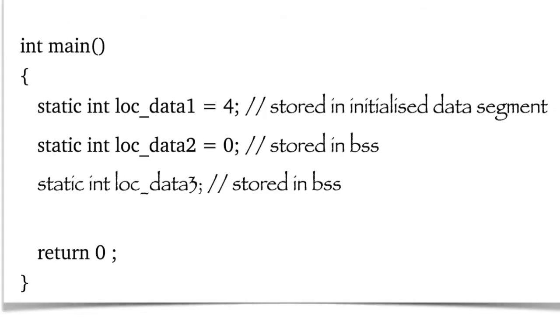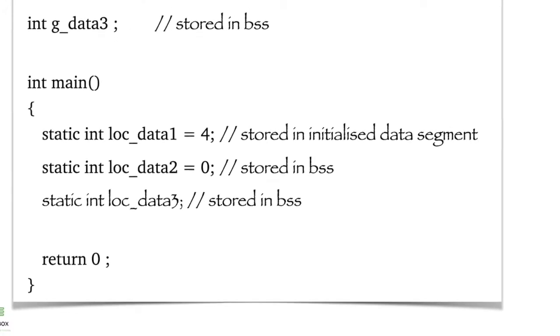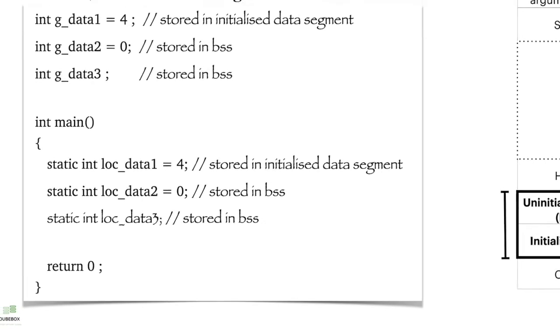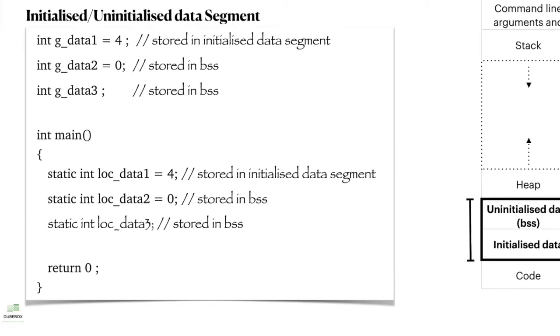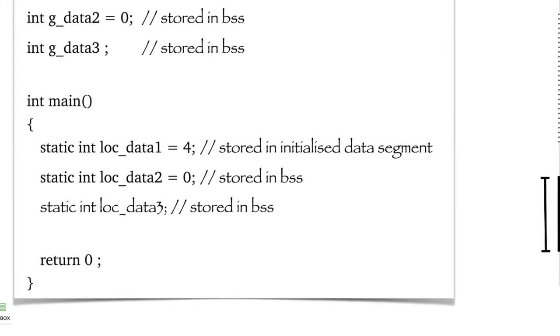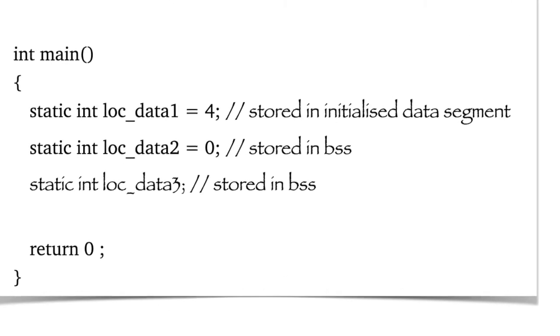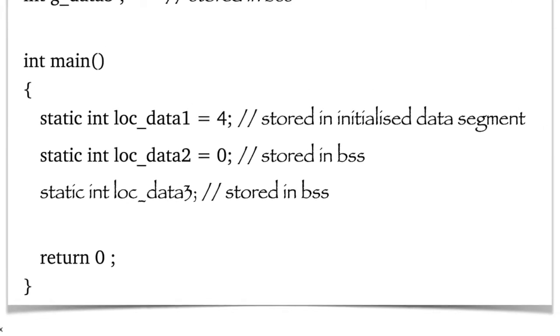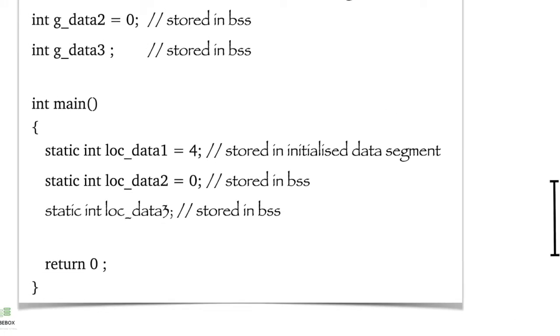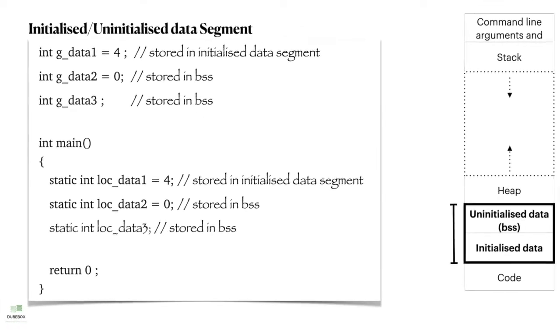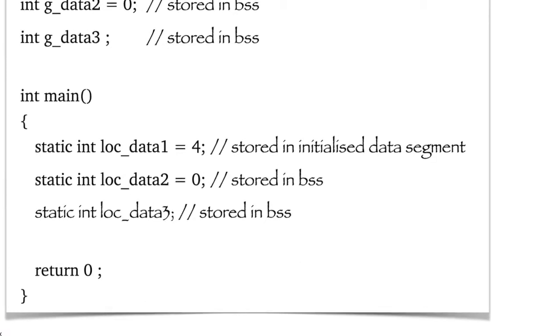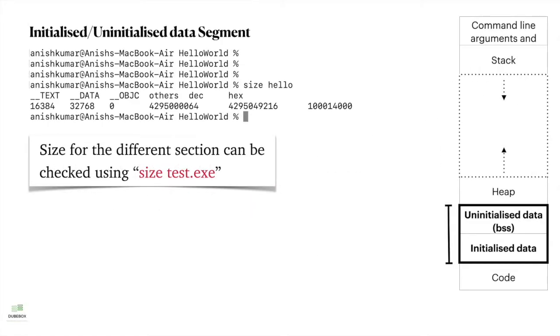static int local_data_1 = 4; this local variable with the static keyword is initialized to a non-zero value, so it will be stored in the data segment. static int local_data_2 = 0; this local variable with the static keyword is initialized to 0, so it will be stored in BSS. static int local_data_3; this local variable with the static keyword is uninitialized, so it will be stored in BSS. You can check the memory allocation details for an executable file with the size command.